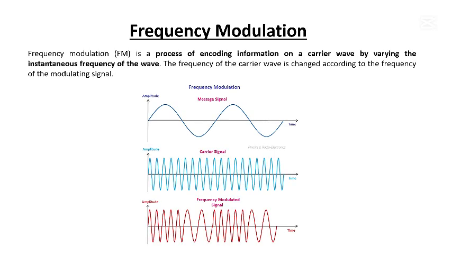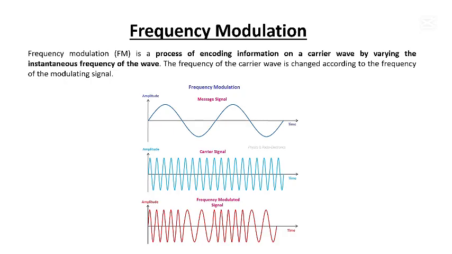So let's start. First of all, let's see what frequency modulation is. Frequency modulation is a process in which the frequency of the carrier wave changes according to the instantaneous amplitude of the message signal. So this is called frequency modulation.